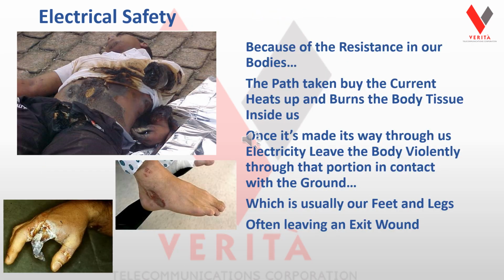Because our bodies have a resistance, the path taken by the current is going to heat up our body and burn the tissue inside of us, kind of like a toaster. The wires inside the toaster are resistance. The current runs by that. Everything heats up. So we don't want to get toasted. Once it's made its way through our body, the current is going to leave violently, and it's going to happen at the point of contact where we're in contact with the ground, which is usually our feet or our legs, and it will leave an exit wound.